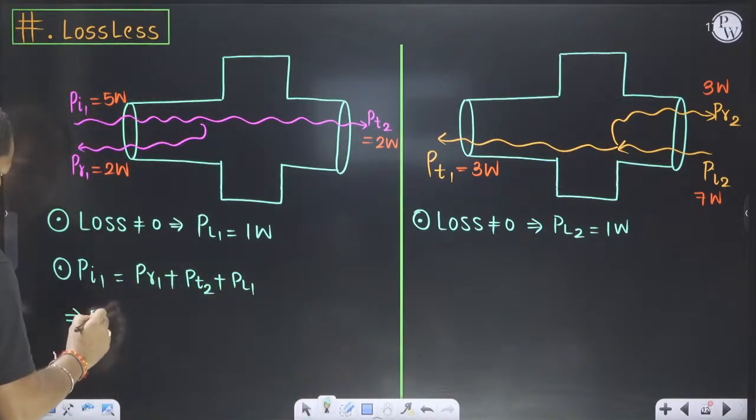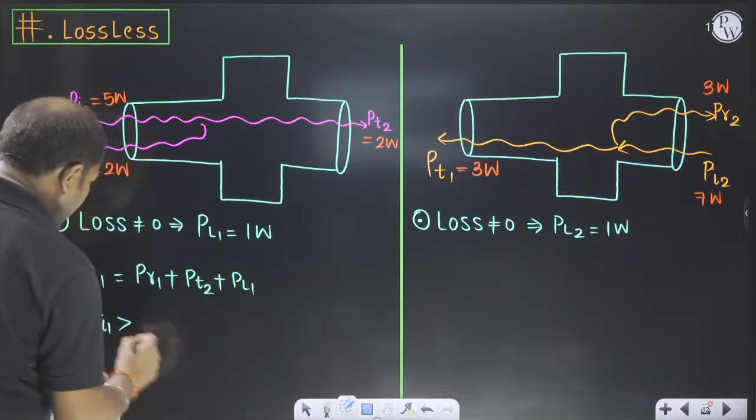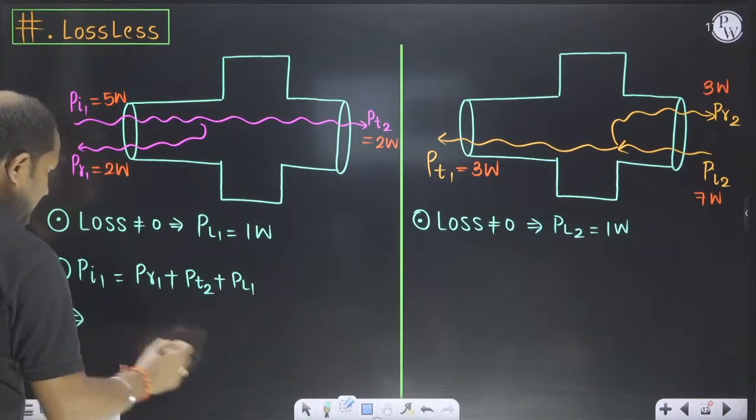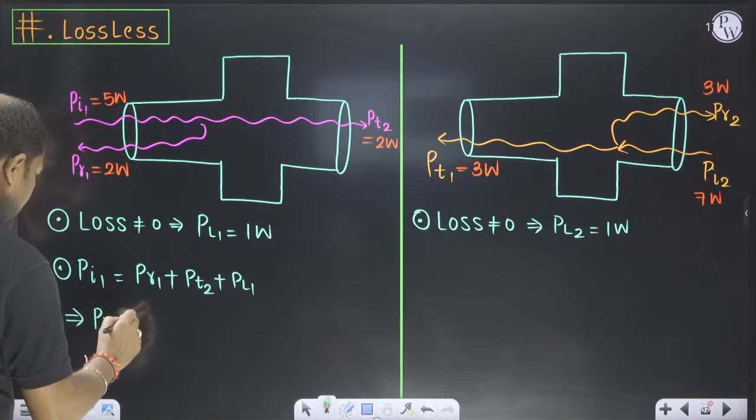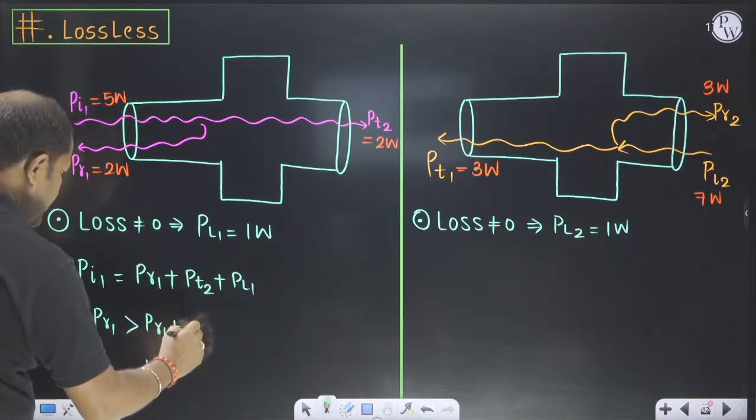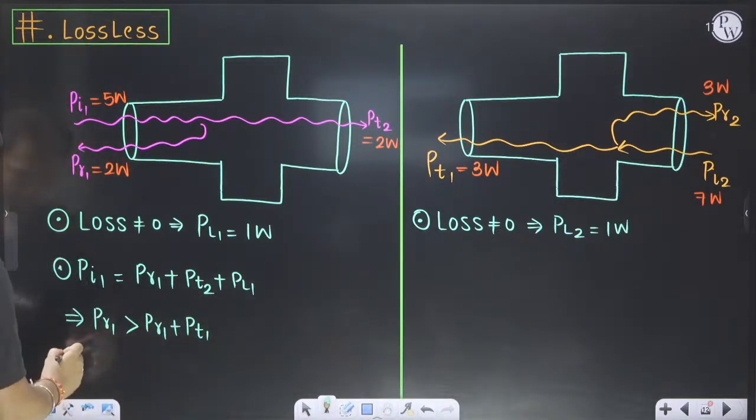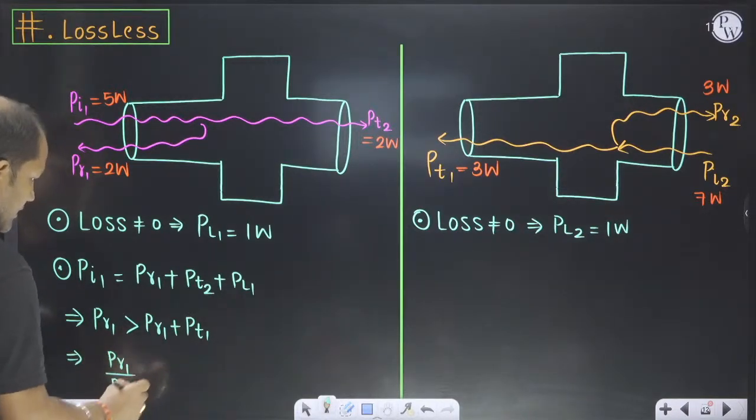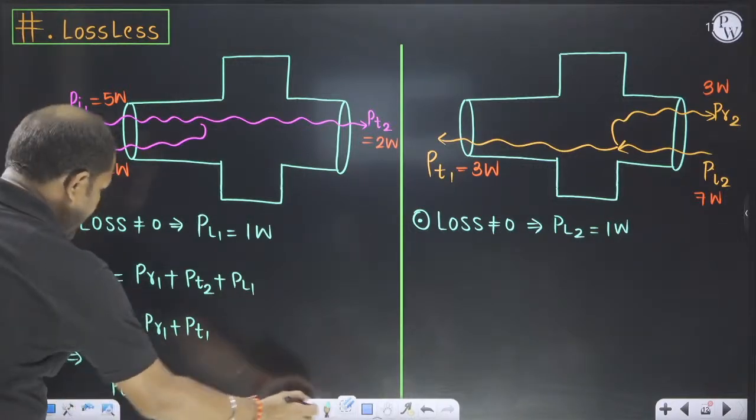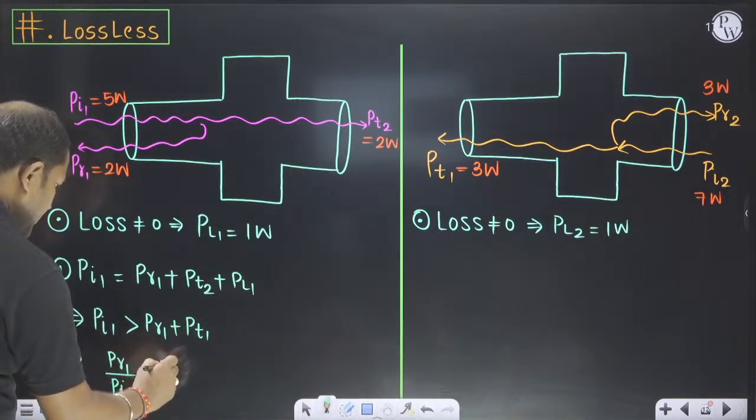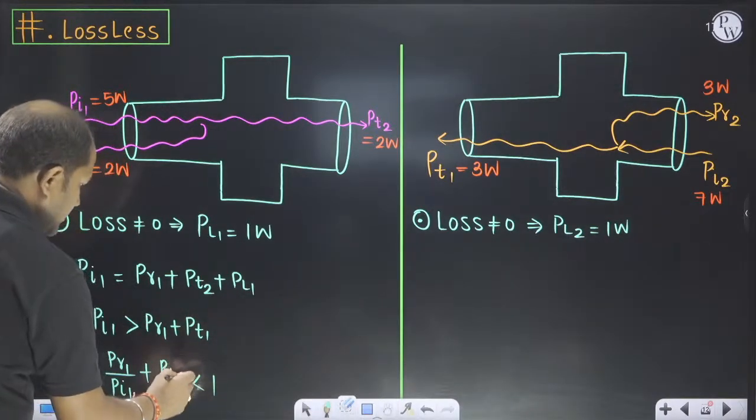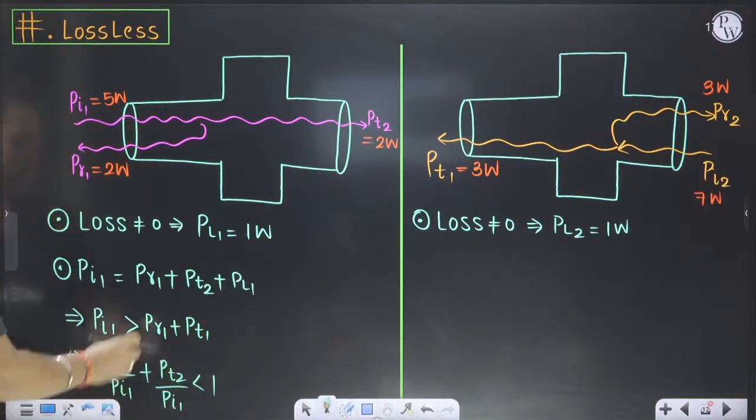Yes sir. So PI1 is greater than how much? It will be greater than PR1 plus PT1. Yes sir. So we can say that PR1 upon PI1 plus PT1 upon PI1 is less than 1. Yes sir, it is less than 1. So I will divide by PI1, this one plus this one should be less than 1.